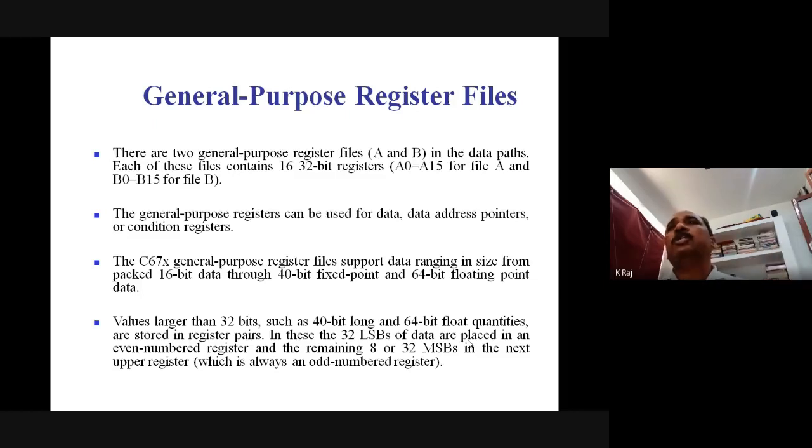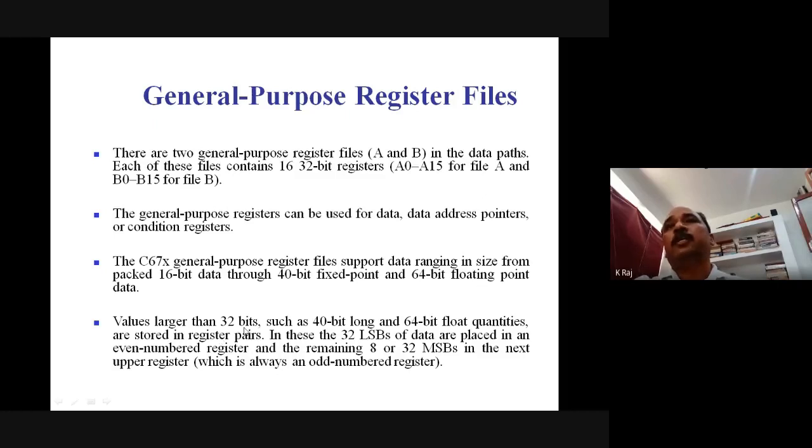The general purpose registers can be used for data address pointers or condition registers. The 67X general purpose register files support data ranging in size from packed 16-bit data through 40-bit fixed point and 64-bit floating point data here.